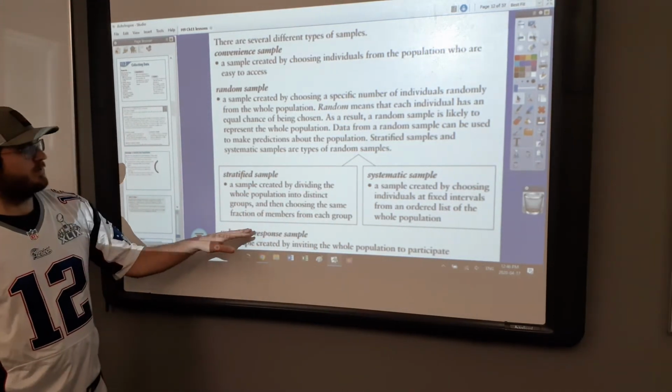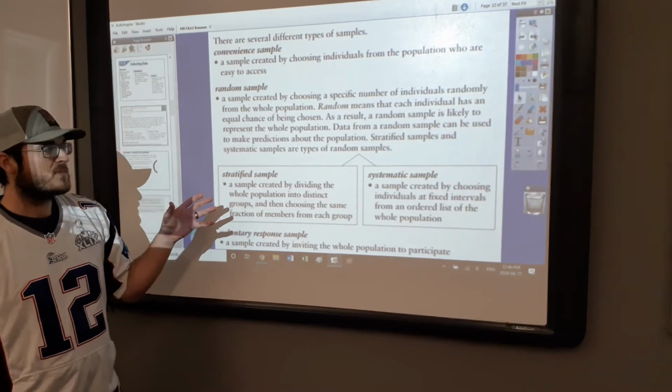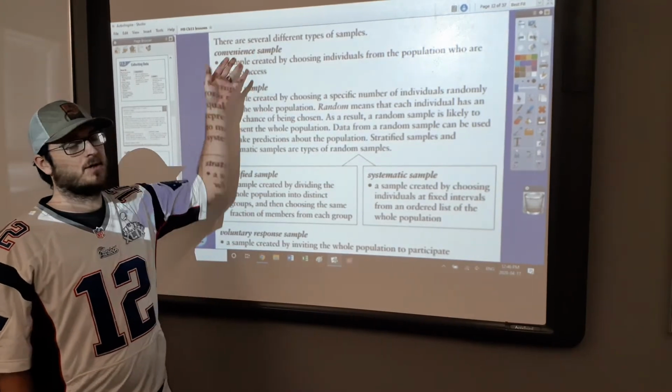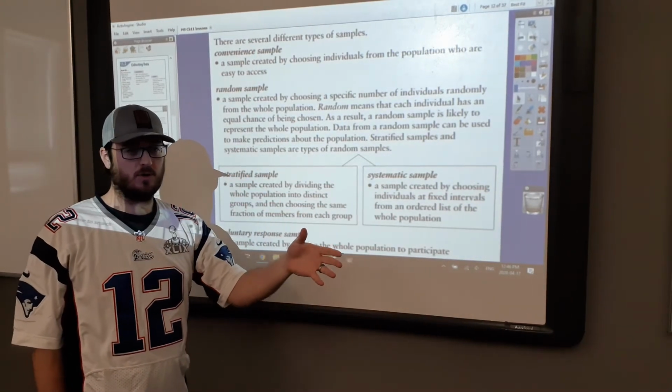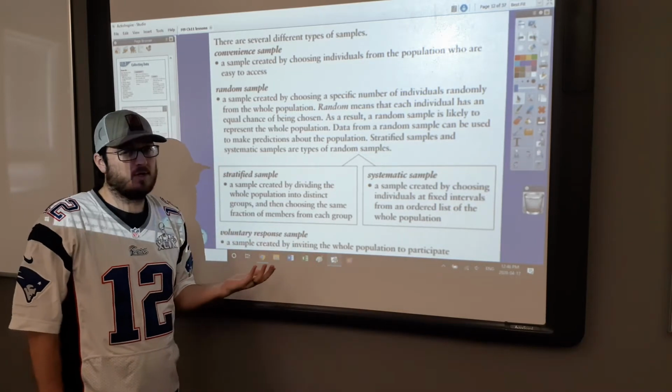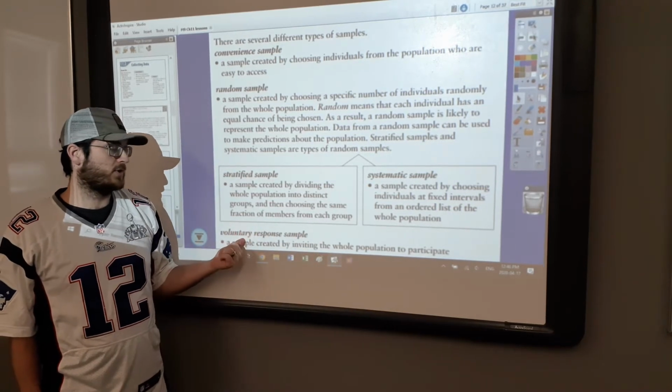The last one is a voluntary response sample. Now, technically everything can be voluntary, because anytime somebody asks you for your input on a sample, you can choose to volunteer or not.